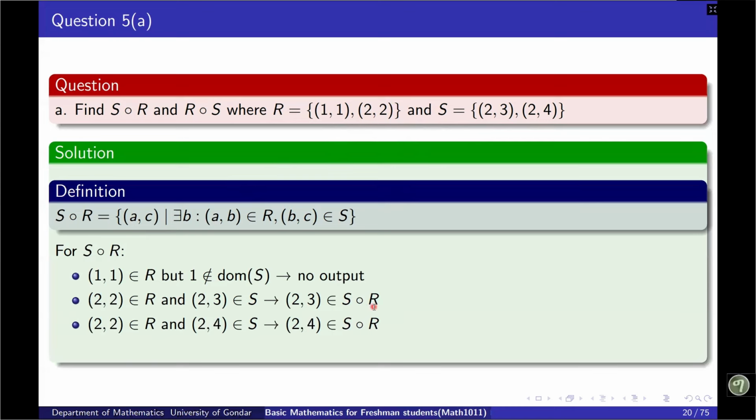And 2 again, 2 is an element of R, and that is an element of the domain of S, and this implies (2, 4) must be an element of S composite of R. That means 2 could be mapped to 2 itself under R, and this image could be in the domain of S and map to 4, so (2, 4) will be an element of S composite of R. Therefore, S composite of R is the set containing (2, 3) and (2, 4).